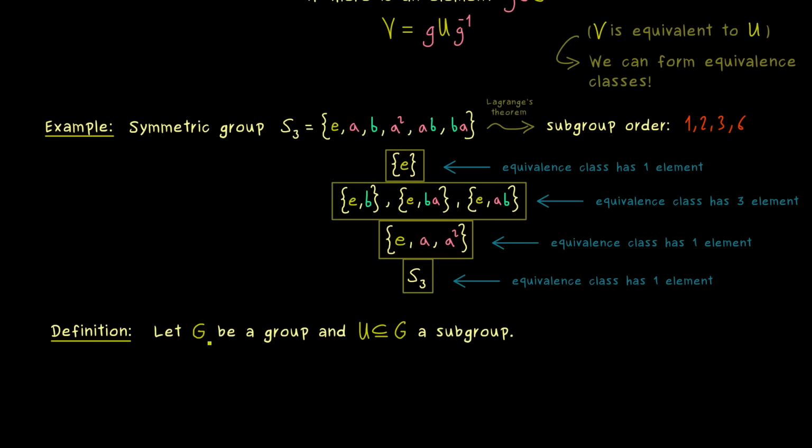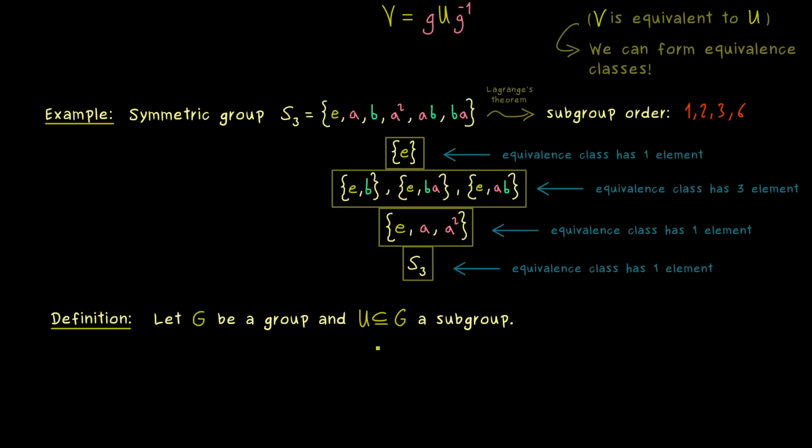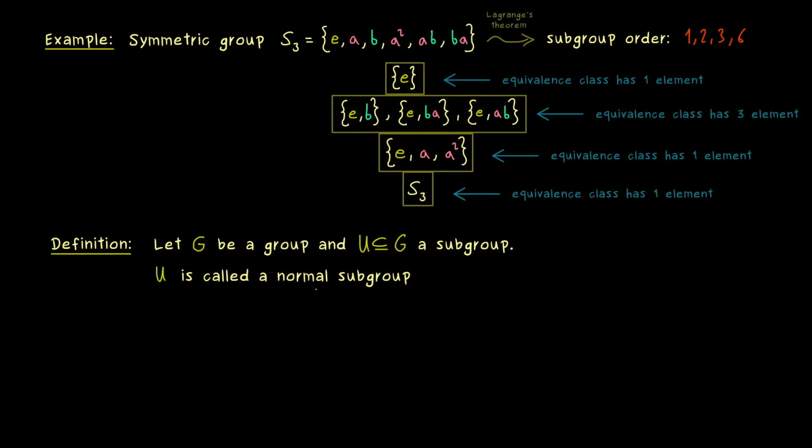So as before, we take any group G and a subgroup U of it. And now U is called normal if conjugating it does not change it. This means putting gUg^{-1} together always brings you to U again. This is why normal subgroups are also sometimes called self-conjugate. And obviously this equation should hold for every g in the group G.